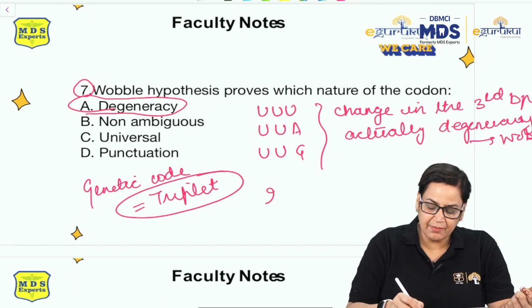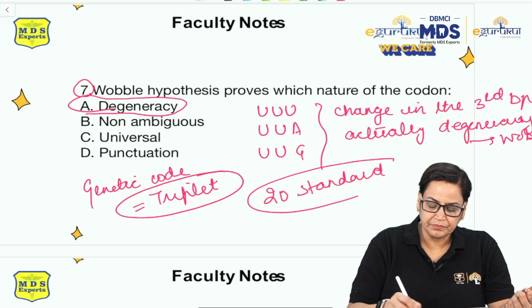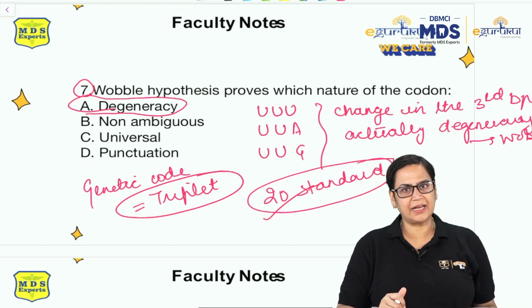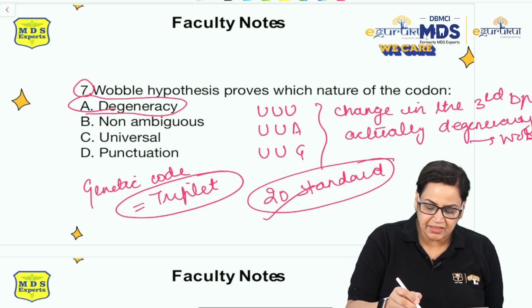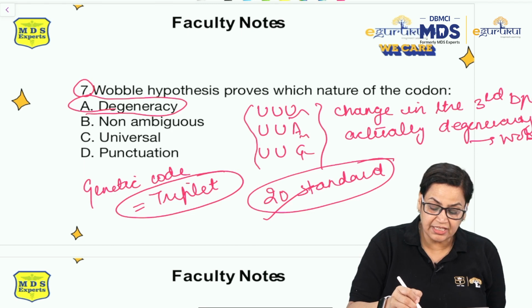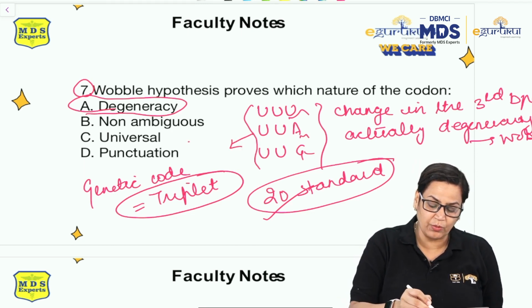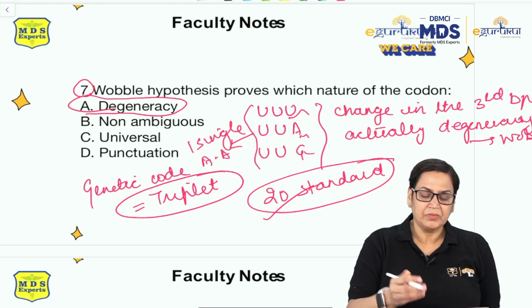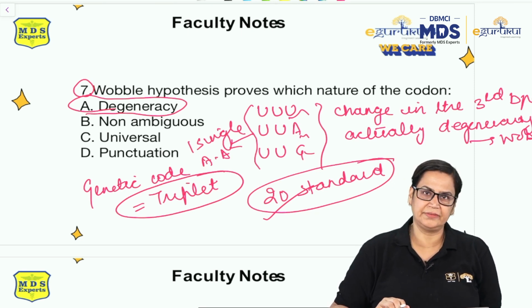Total हमारे पास कितने amino acids हैं? We have only 20 standard amino acids. So we have to code only for 20 standard amino acids. It is triplet. So obviously what will happen is कि third base pair might change, and we can say that these three codes might pair for one single amino acid. This is what is degeneracy or wobble hypothesis.